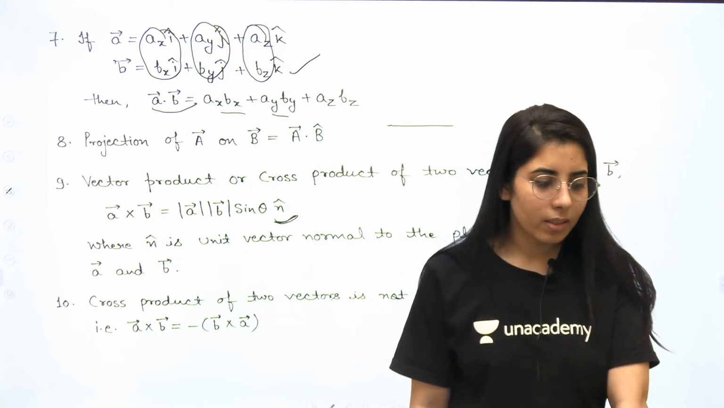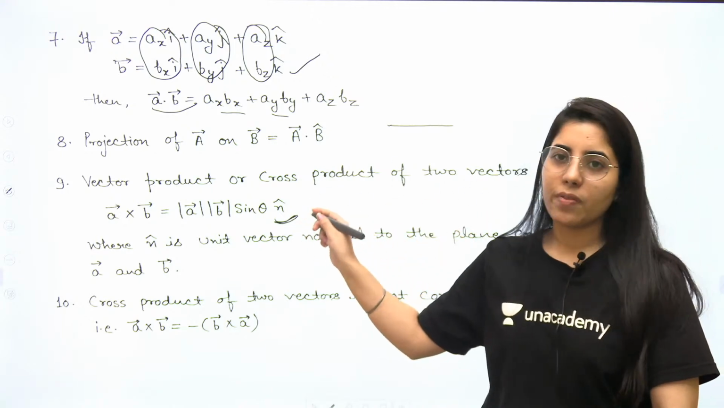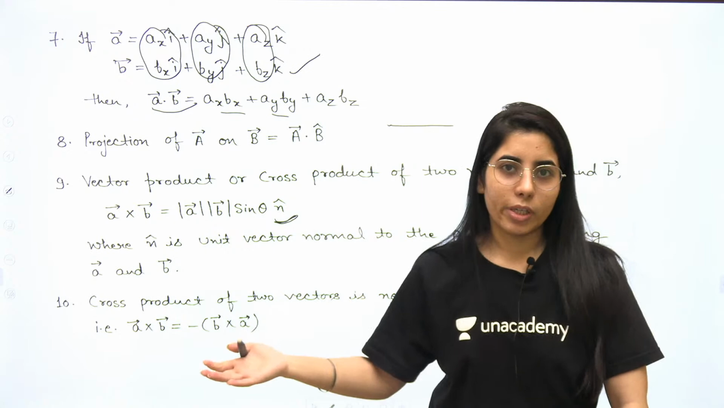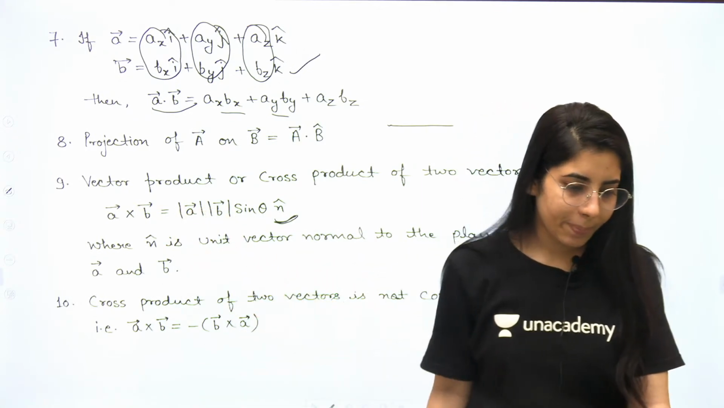What will be the direction of unit vector n, or what you can say about it when you are finding it after taking the cross product of two vectors A and B?